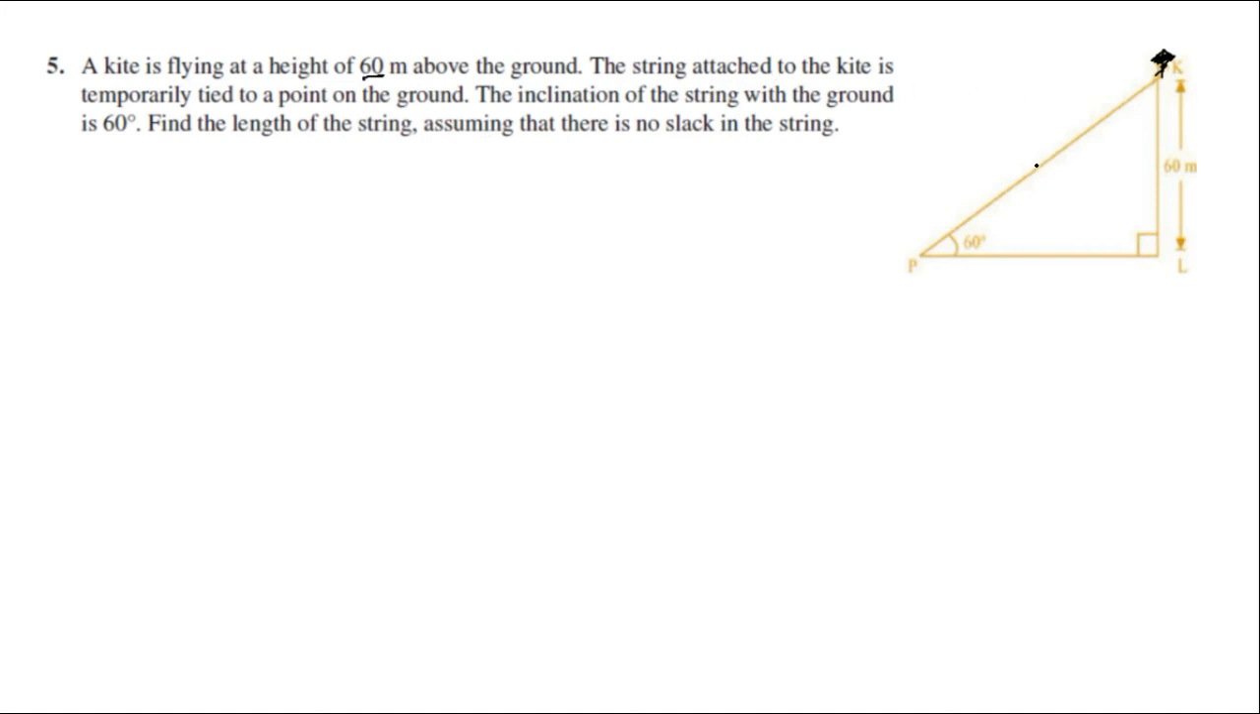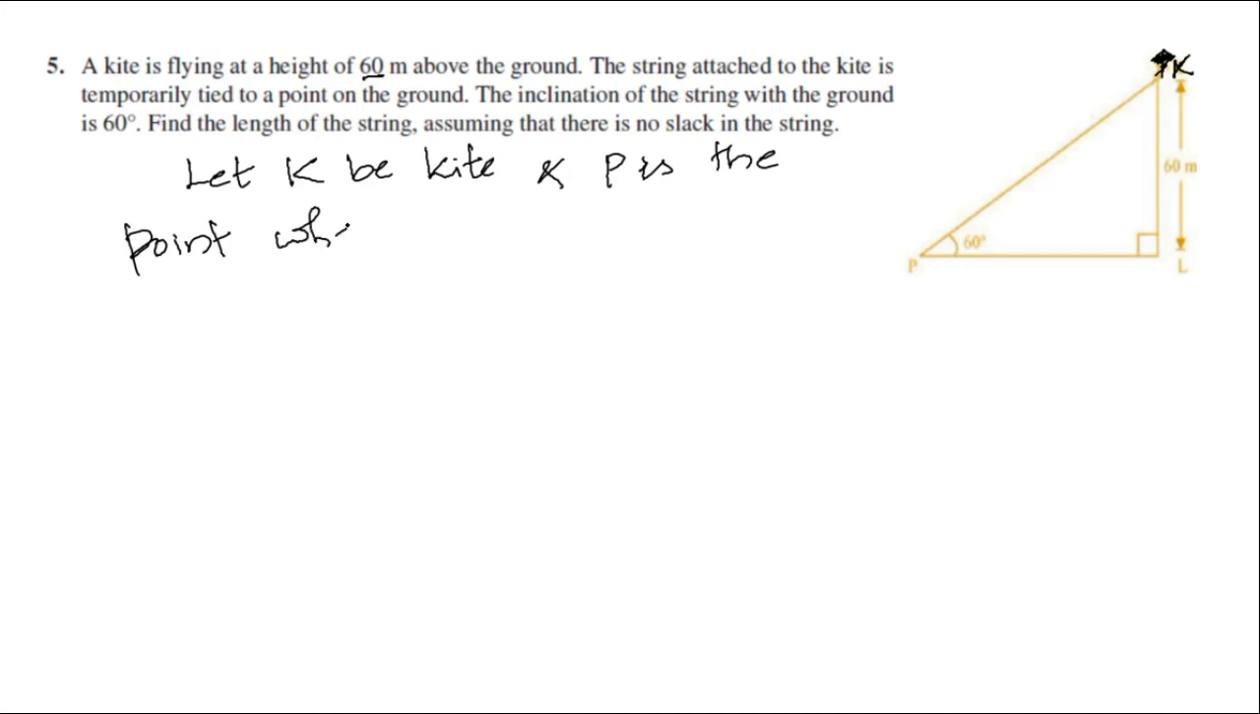If there is no slack in the string, it becomes a straight line. It acts like hypotenuse. The kite is represented as K in this figure. Let K be kite, and P is the point where the string is tied on the ground.